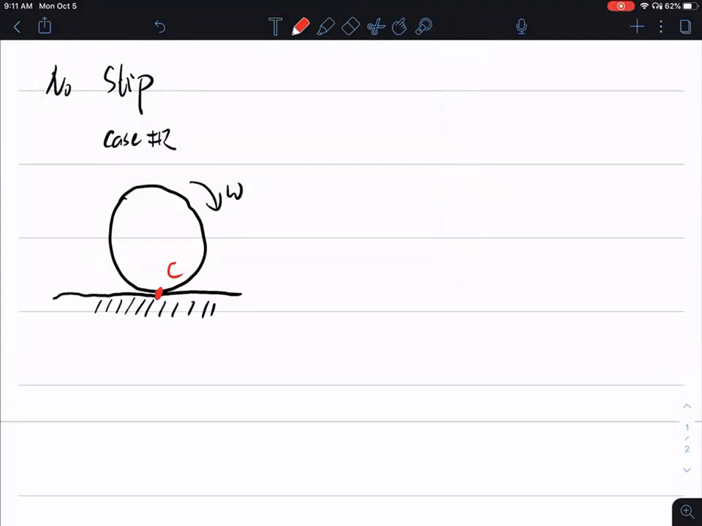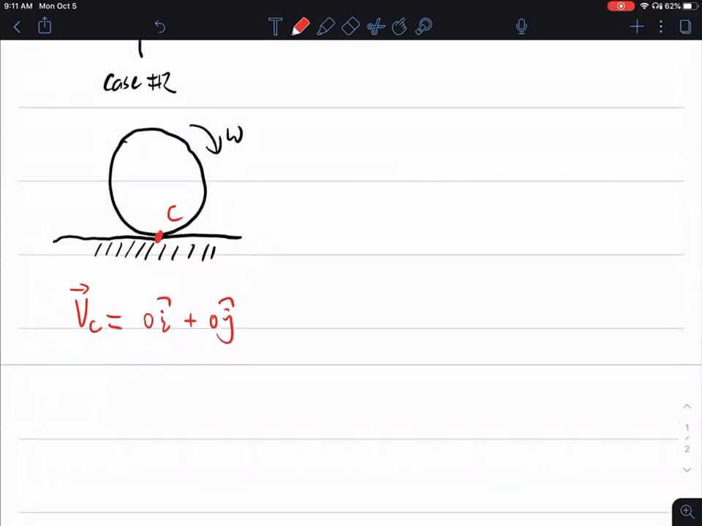So what do we know about point C under the no slip condition, rolling on the fixed surface without slipping? We know a couple things about that point. Because that's an instant center, what's the definition of instant center? It has zero velocity. That's the first thing you should think of. If that's our instant center, that means VC has zero velocity, 0I plus 0J. That's the first thing about this case one, the contact point.